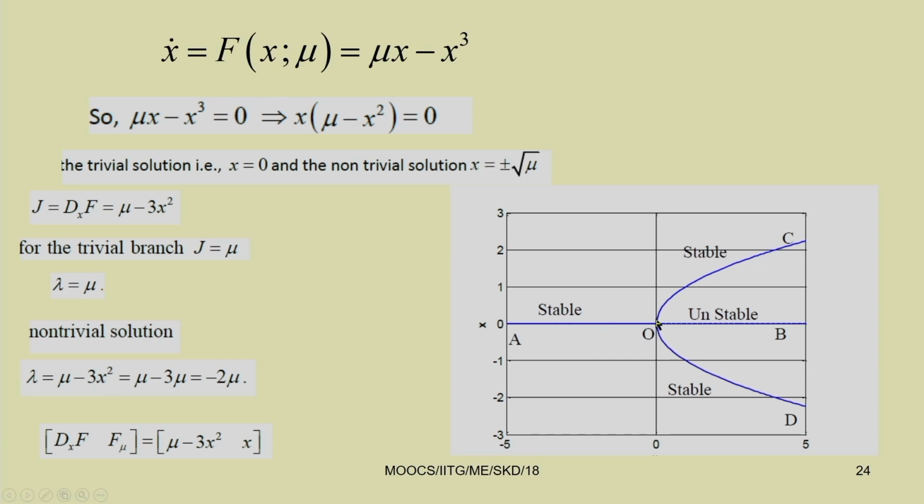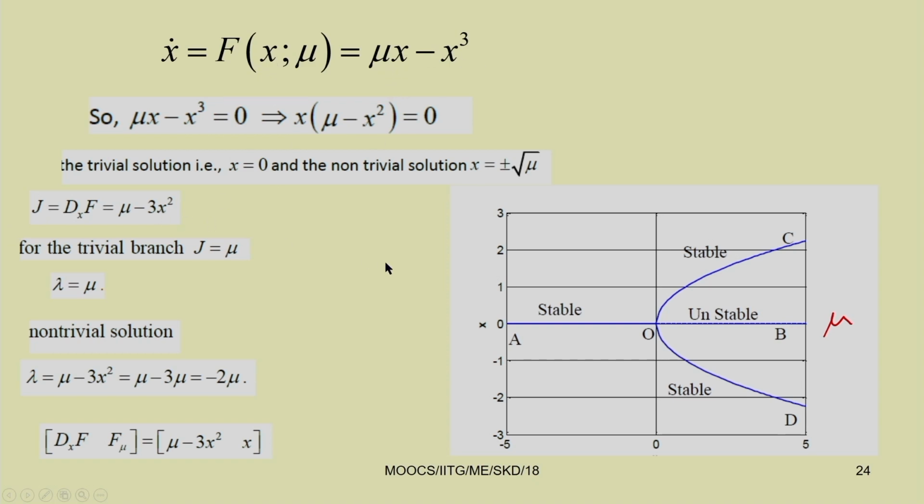By plotting these, we can plot O to A, that is equal to 0, O to B, also A to B, the trivial state, that is x equals 0, and this non-trivial state. This is mu versus x: the x axis is mu and the y axis is x. By plotting this, now you can see the Jacobian matrix. Differentiating mu x minus x cube, we get the Jacobian, which becomes mu minus 3 x square.